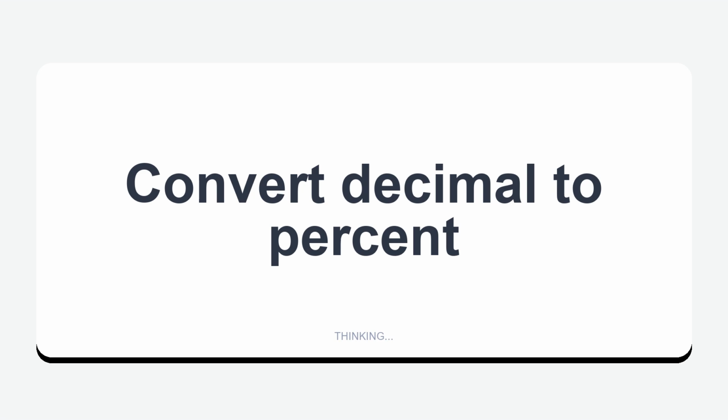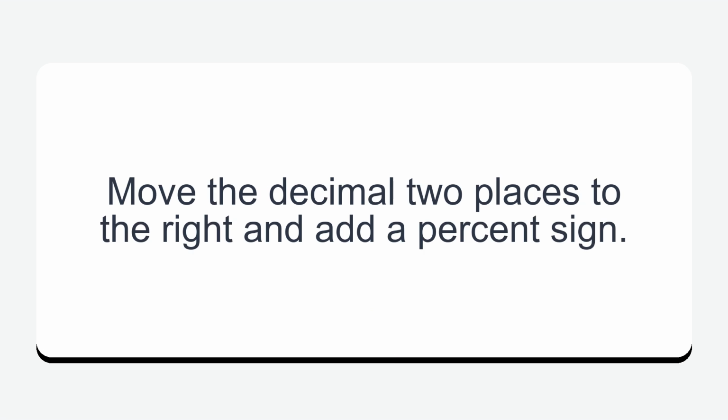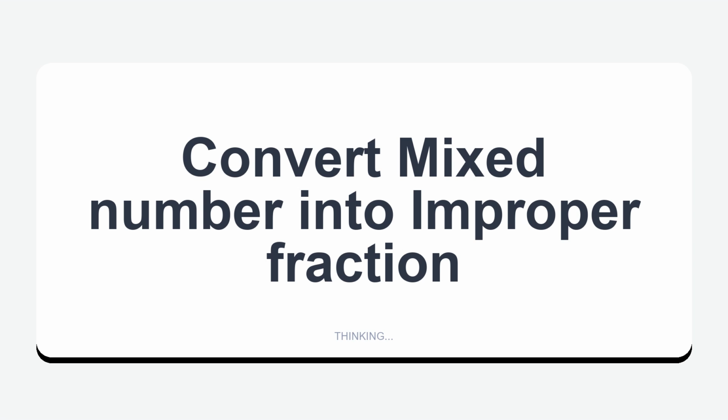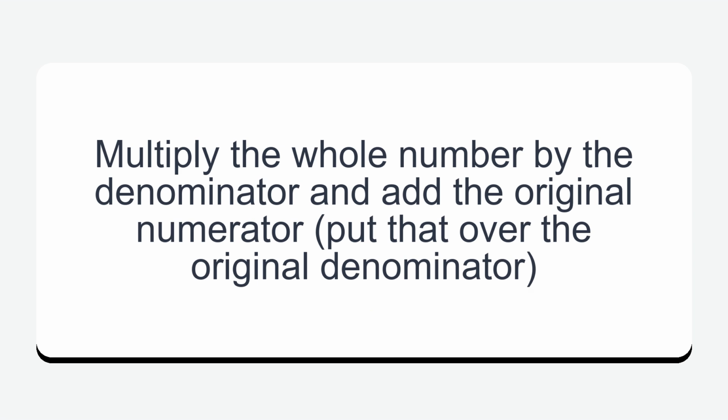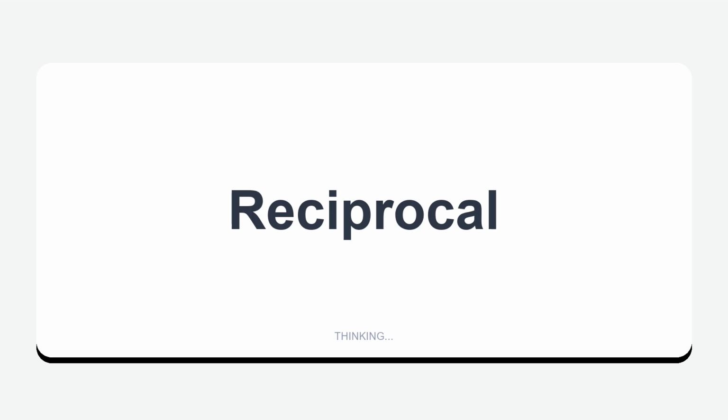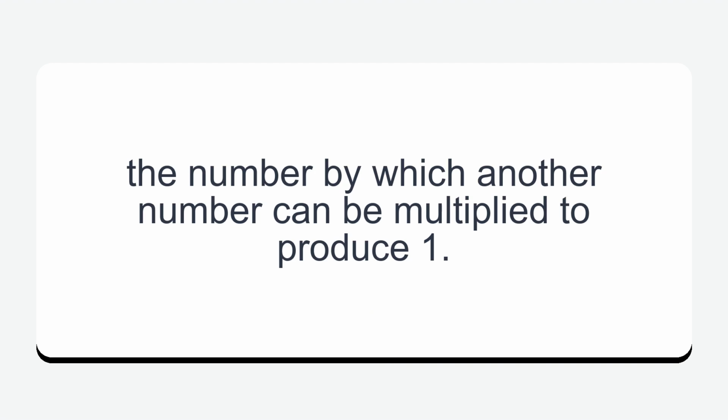Convert decimal to percent. Move the decimal 2 places to the right and add a percent sign. Convert mixed number into improper fraction. Multiply the whole number by the denominator and add the original numerator, put that over the original denominator. Reciprocal. The number by which another number can be multiplied to produce one.